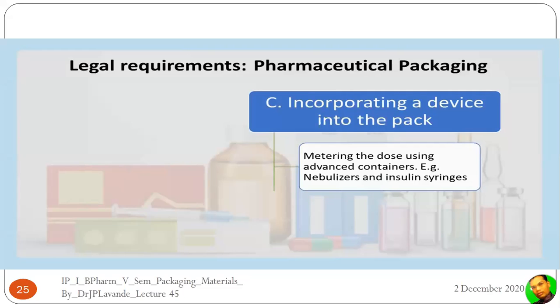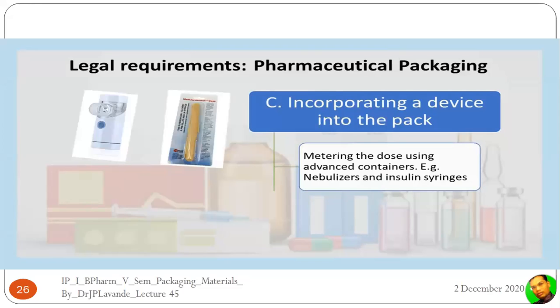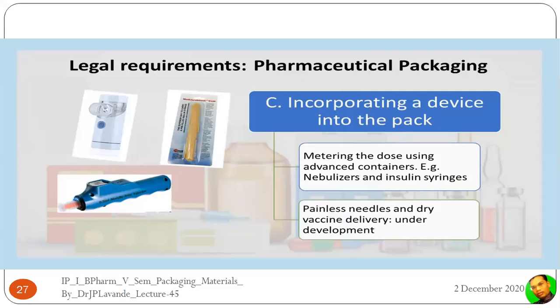Same as the case in metered dose inhalers or metered dose aerosol systems: in a particular actuator, in a particular spray, in a particular use, they will expel only the metered amount of dose. So that is incorporating a device into the product. So as I said, there are insulin syringes, which will give only the required amount.